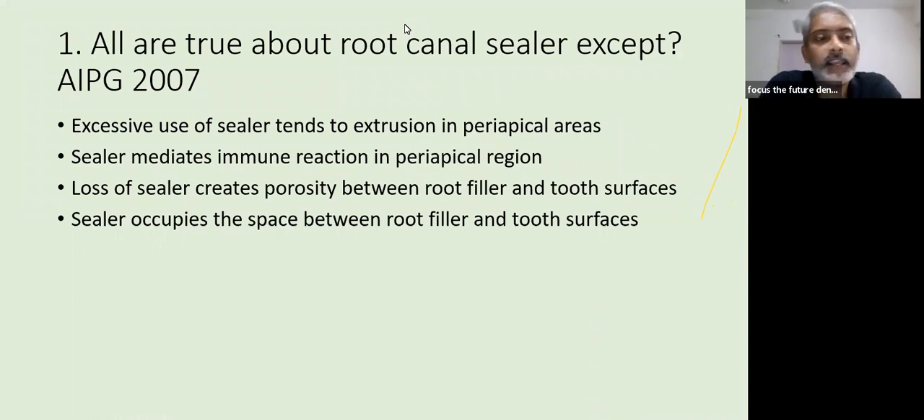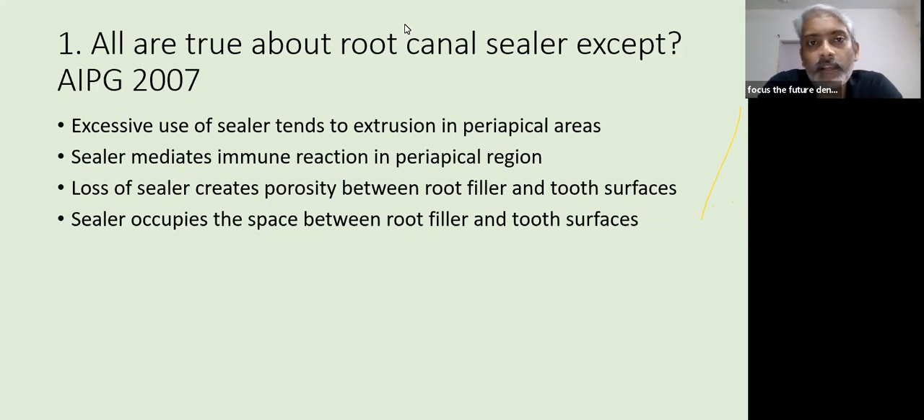So if you analyze the answers, excessive use of sealer tends to extrude into the periapical areas. It is true, but that is not the question. Sealer mediates immune reaction in periapical region. Yeah, that is something which we discussed. A sealer should not mediate immune reaction in the periapical region. So we know that the answer is B. But wait, let us see C and D also, and just see whether there is any more apt answer.